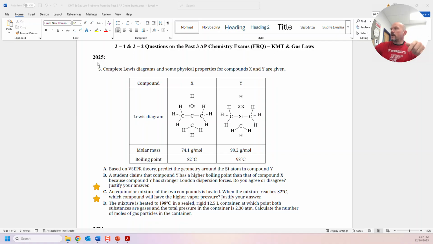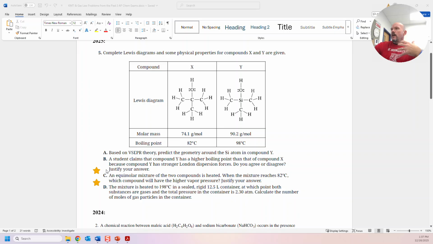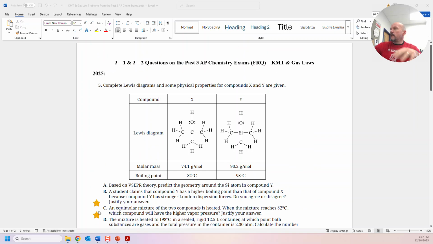So from 2025, from 2024, and from 2023. And just on the free response section, I wanted to post the questions that would have to do with strictly 3.1 and 3.2, so kinetic molecular theory and gas laws. Now, what you'll notice is the ones that I've starred are specifically 3.1 and/or 3.2, so KMT and gas laws. But some other questions on here are questions that we should already know how to answer from units 1 and 2.